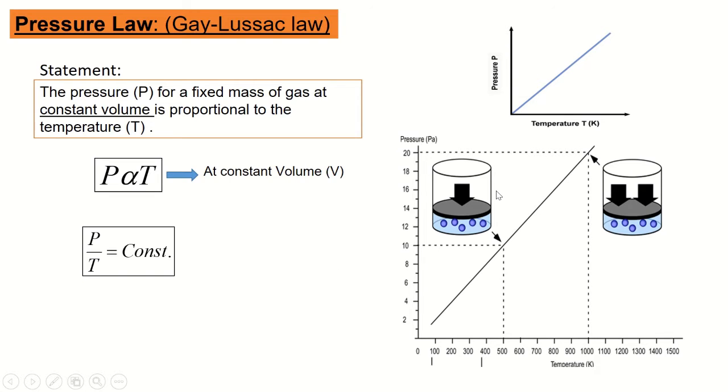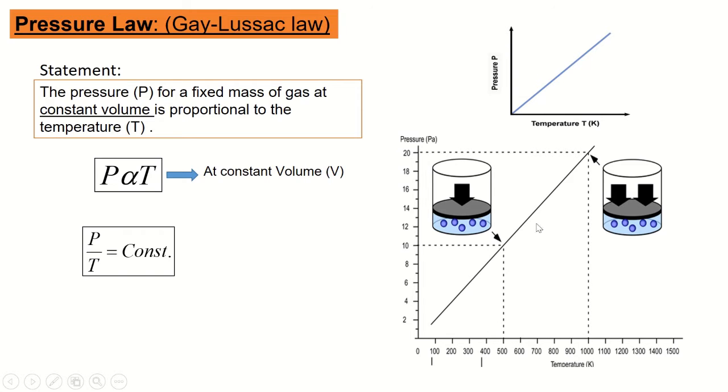Now let us take 2 points, this point and this point. Here this is 500 Kelvin. At the 500 Kelvin temperature, the pressure of the gas is 10 Pascal. Now take another point, this is 1000 Kelvin, and at 1000 Kelvin temperature, the pressure of the gas is 20 Pascal. If you compare 500 Kelvin and 1000 Kelvin, this 1000 Kelvin is more. This law is saying if temperature is more, then the pressure should be more.